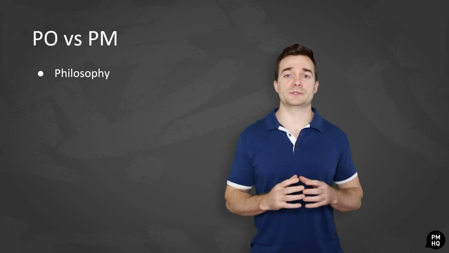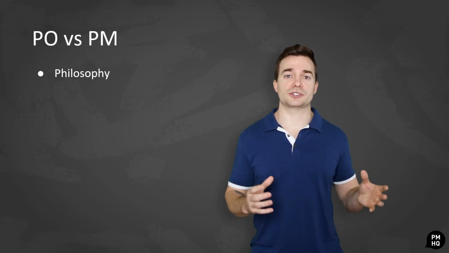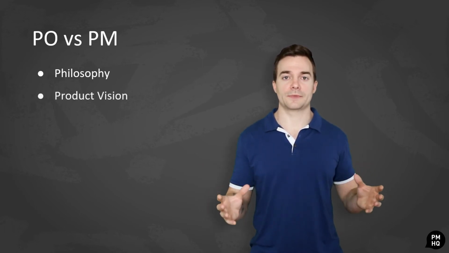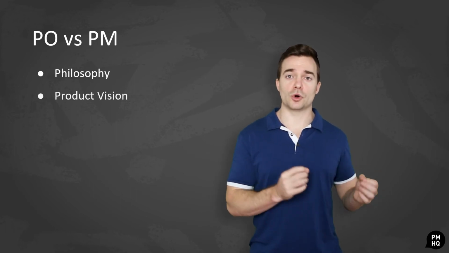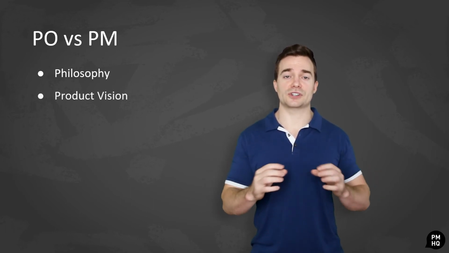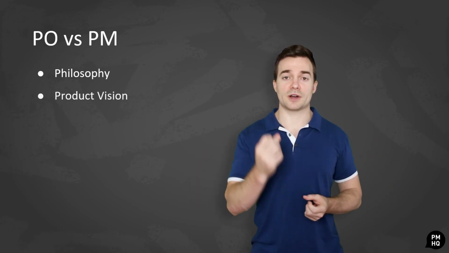Another key point of difference between product owners and project managers lies in their product vision. A Scrum product owner creates a product vision. Identifying product goals, objectives, and defining its vision are the core responsibilities of a product owner.